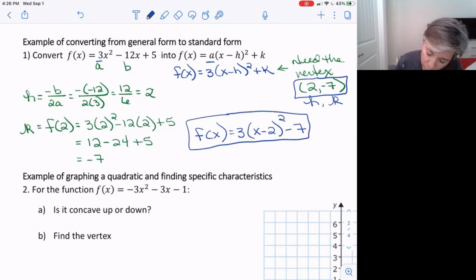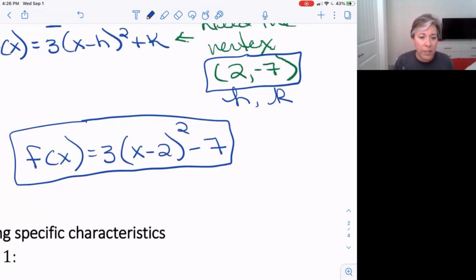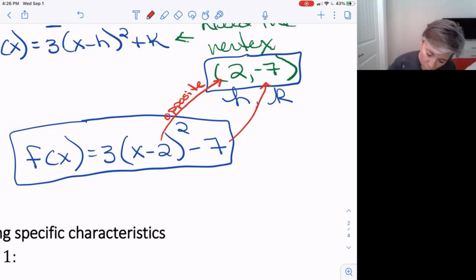So notice as we're reading a vertex form of an equation that the x value is the opposite of what we see, and that the y value is the same as what we see. That throws off some people, but it's because of the formula. We're subtracting up here, but then adding that k value. So that's why the inside is the opposite and the outside is the same.